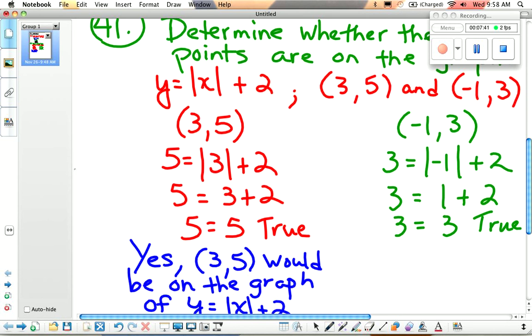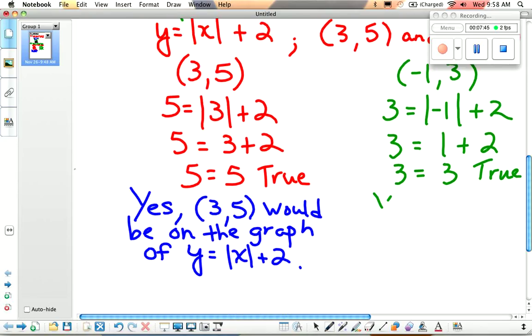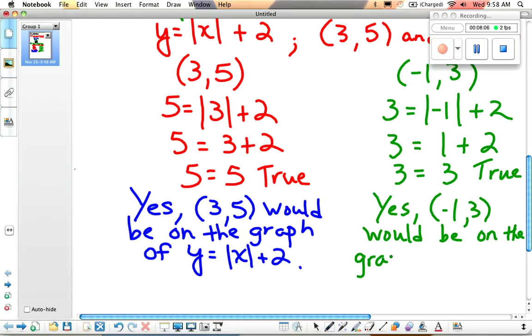Your true statement? Okay, so we can say this one is also. So we're going to say yes, ordered pair negative 1, 3 is, or would be, on the graph of y equals absolute value x, and then add 2, punctuation.